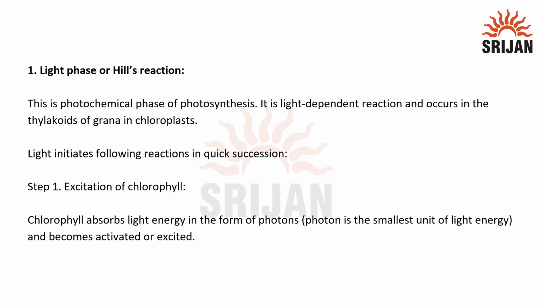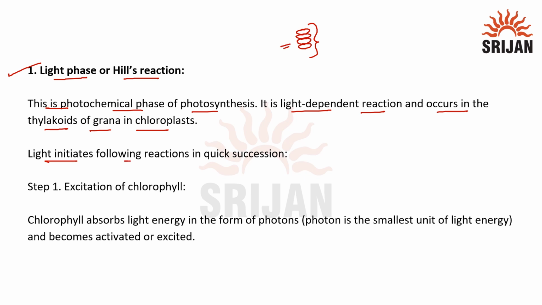First, let's understand about light phase or Hill's reaction. This is a photochemical phase of photosynthesis and it is light dependent reaction and occurs in the thylakoids of grana in chloroplast. So we have seen certain disc shaped structure. These are thylakoids, and when thylakoids are stacked one above another, they are going to form grana. So this light reaction will take place in this grana.